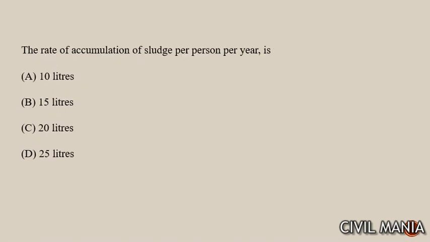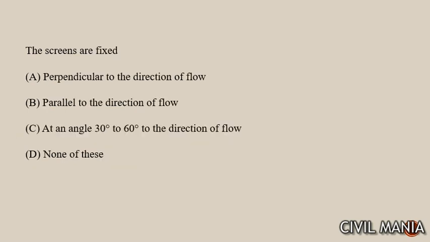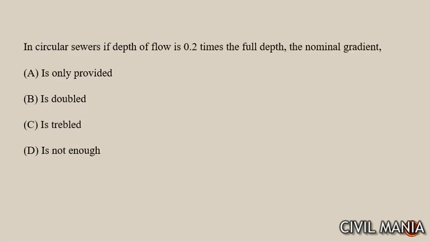Next question है, the rate of accumulation of sludge per person per year is, how much it will be? It will be 20 liters. The screens are fixed at an angle of 30 degree to 60 degree to the direction of flow. Next question, in circular sewers, if the depth of the flow is 0.2 times the full depth, the nominal gradient is doubled.